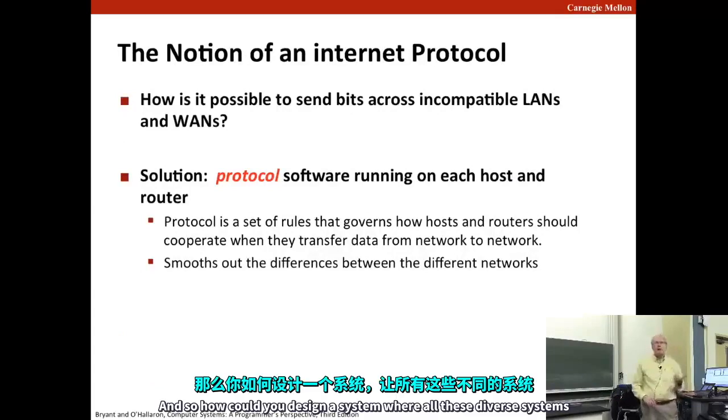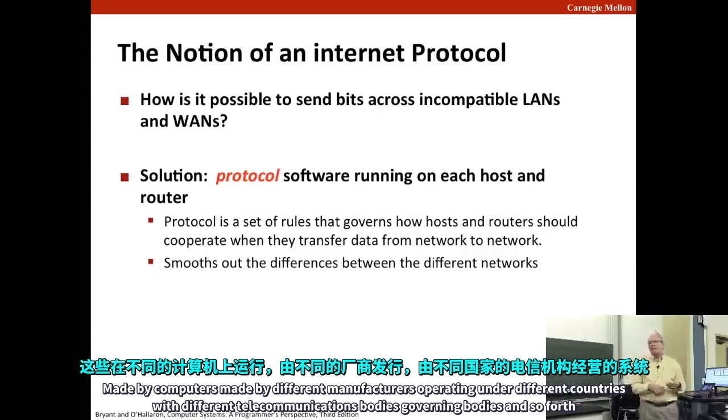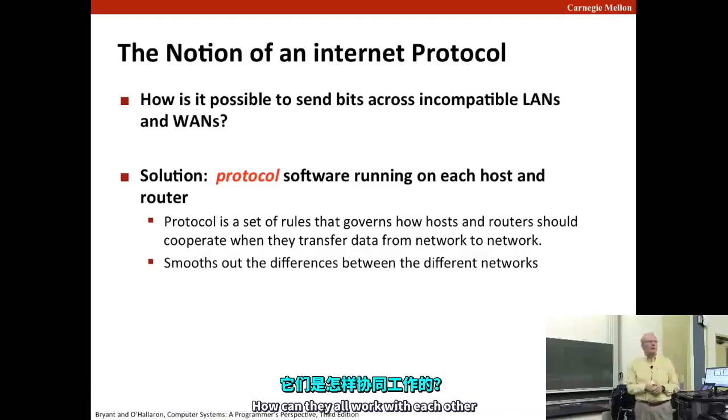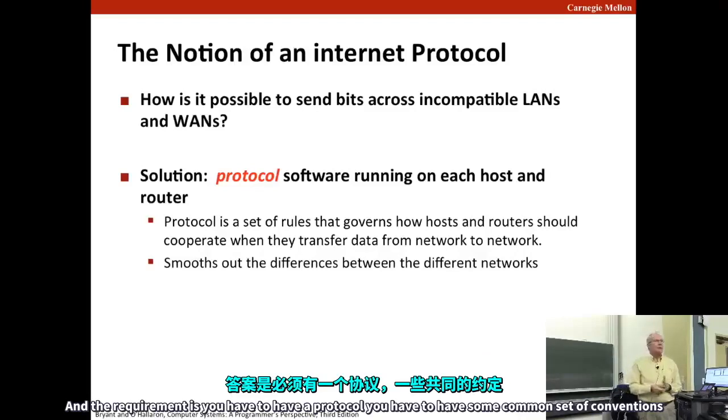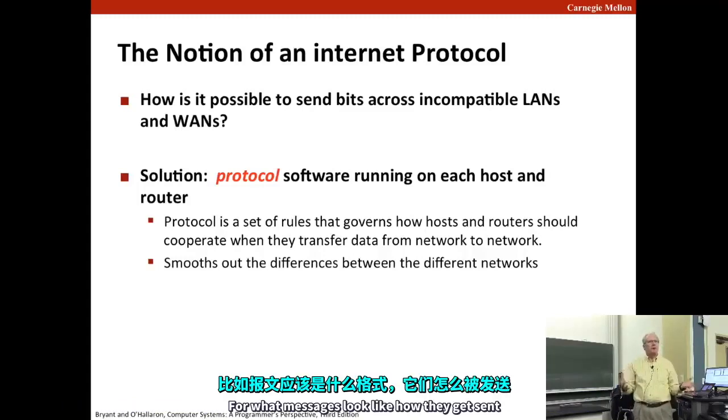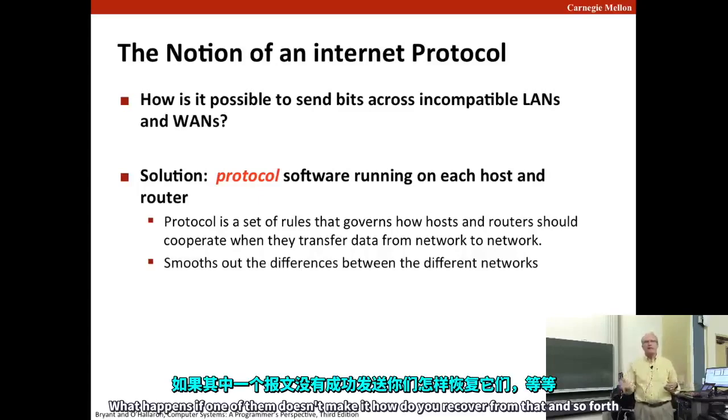And so how could you design a system where all these diverse systems made by different manufacturers, operating under different countries with different telecommunications bodies, governing bodies, and so forth, how can they all work with each other? And the requirement is you have to have a protocol. You have to have some common set of conventions for what messages look like, how they get sent, what happens if one of them doesn't make it, how do you recover from that, and so forth.